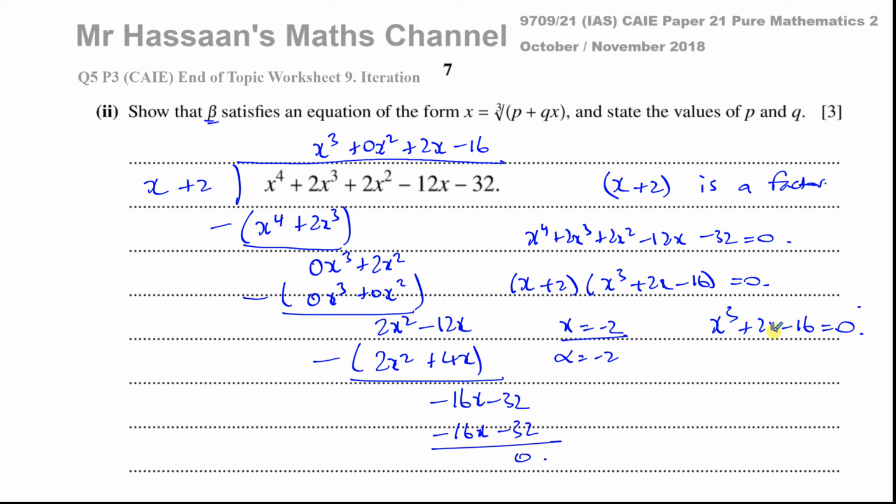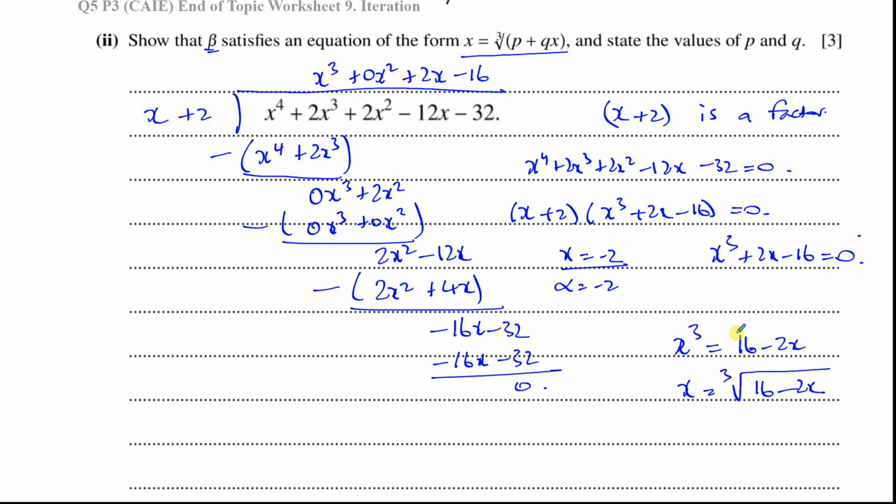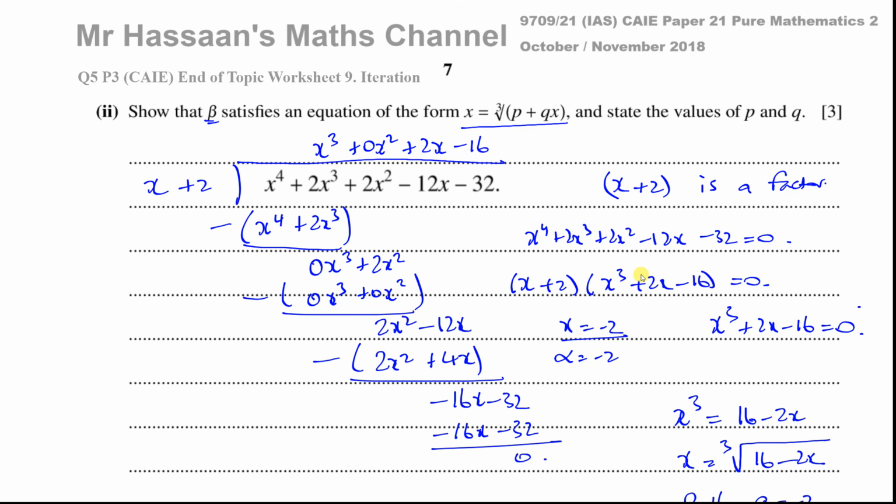Now to solve this, or to express this in the form that they asked, we need to add 16 to both sides and take away 2x from both sides. You have 16 minus 2x. So x is going to be the cube root of 16 minus 2x. That is one form that we can express this solution for beta. And we must state the values of p and q. So p is the constant, so p equals 16, and q is the coefficient of x inside this, so q is negative 2. All right, so that solves this equation here.